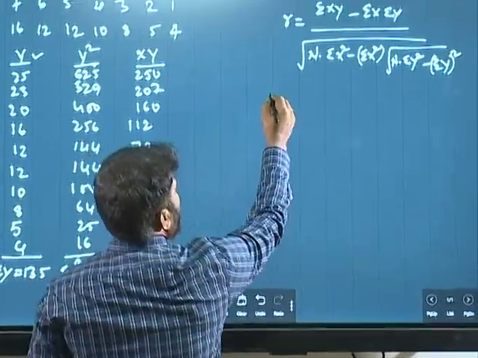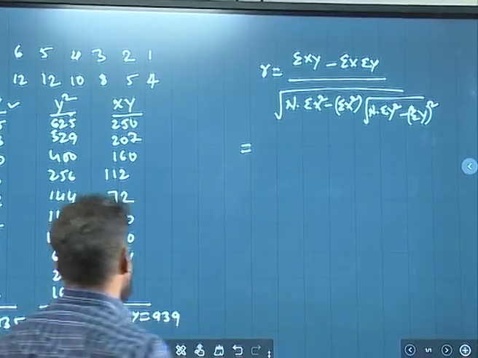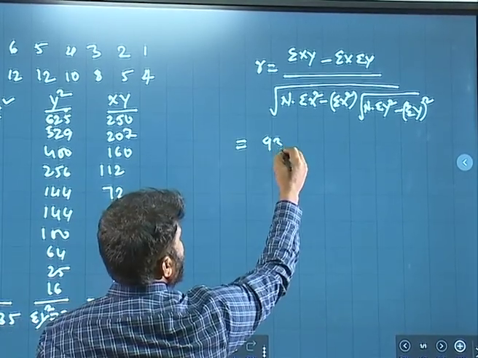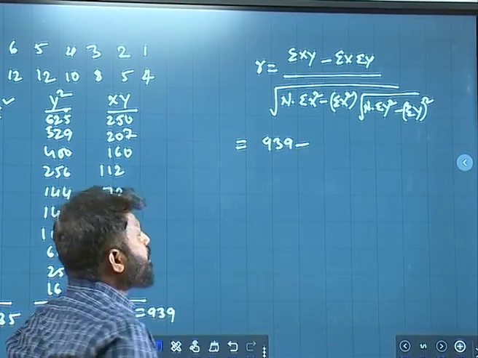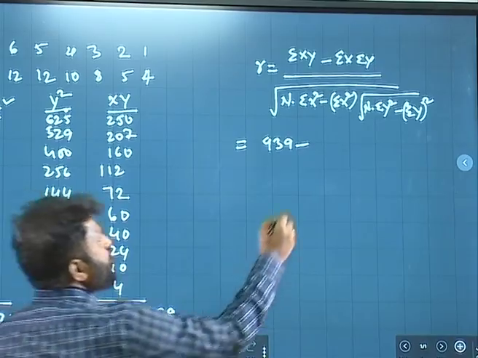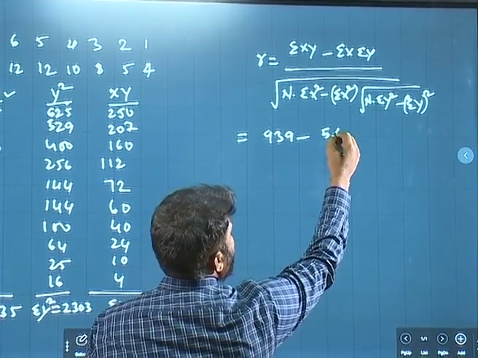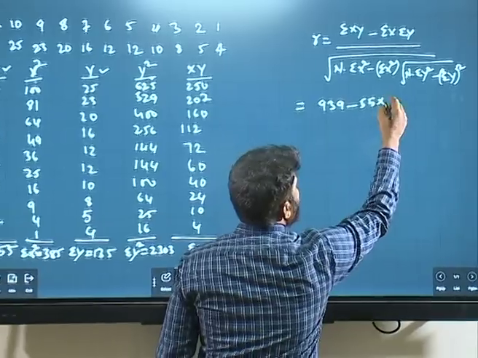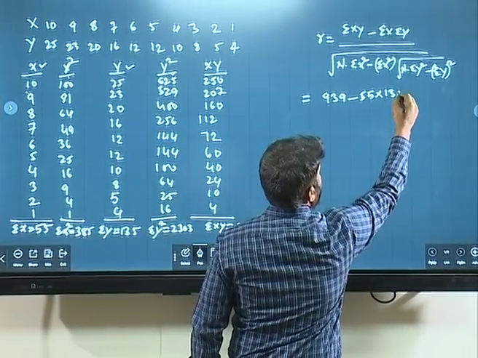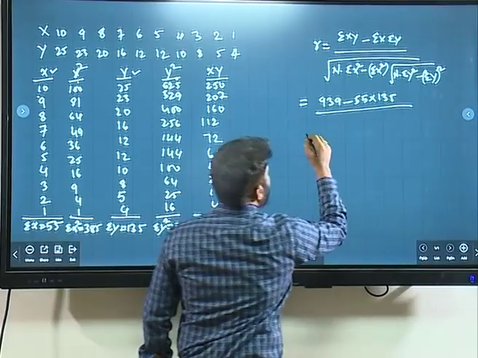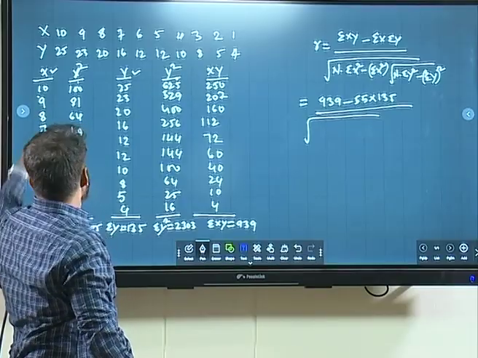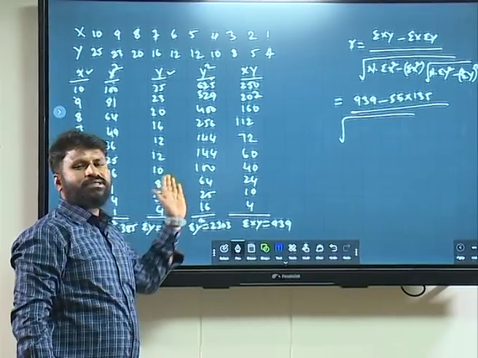Now I am substituting the values. Sigma xy is nothing but 939. So 939 minus sigma x into sigma y, where sigma x is 55 and sigma y is 135, divided by the root. N means the number of variables. In total we have 10 variables in each series.